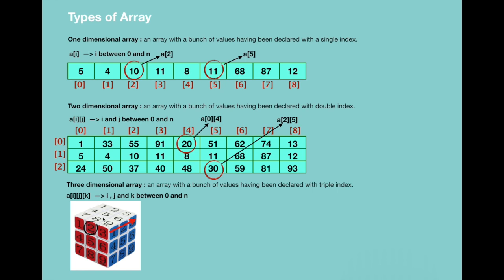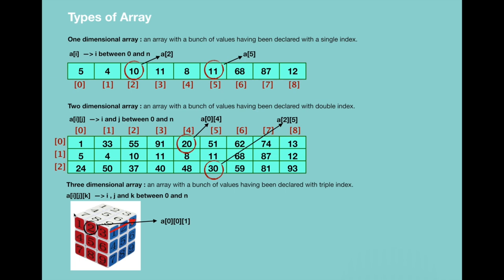Which means that to access this element over here, we need to write something like this. So A, then 0, 0, 1. The first element here shows depth. Then we put the row index. The row is also 0. And then we put the column index. The column index is 1. So 0, 0, 1.